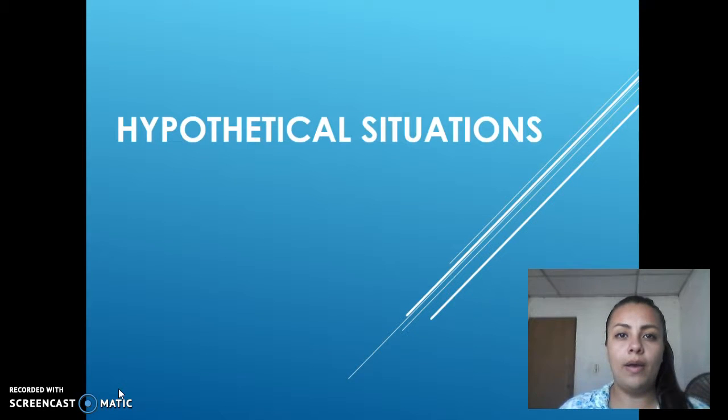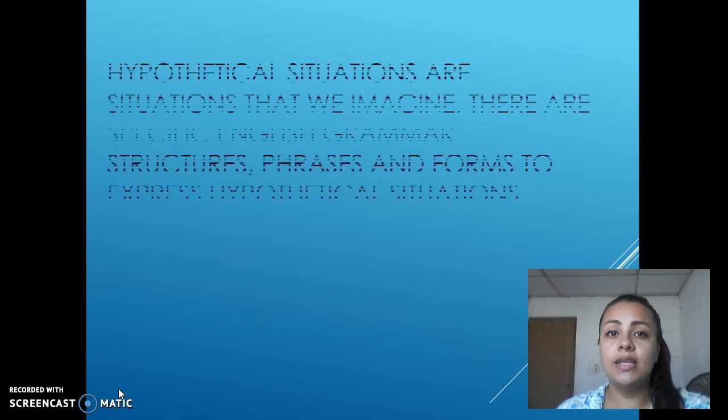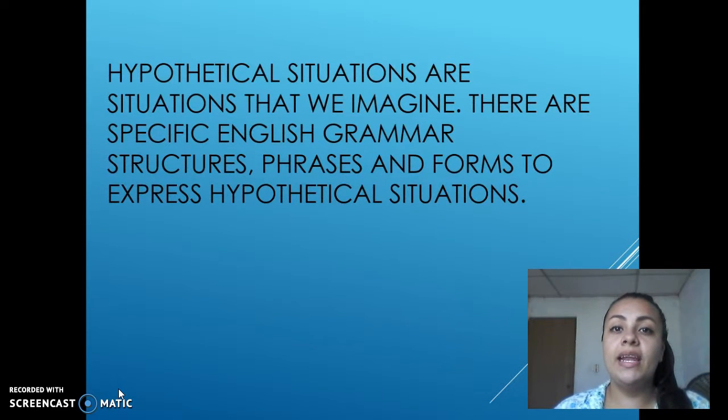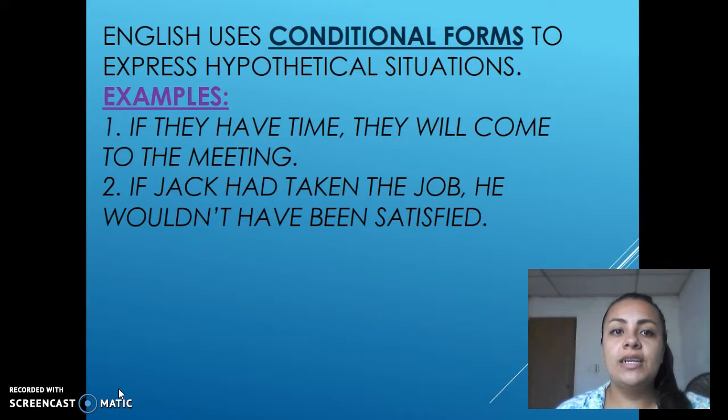Now let's learn a little about this subject. Hypothetical situations are situations in which we can imagine everything. There are specific English grammar structures, phrases, and forms to express hypothetical situations. For example, English uses conditional forms to express hypothetical situations. "If only" is a kind of conditional form used as a means of stressing the importance of the hypothetical situation. For example, if they have time, they will come to the meeting. You have a conditional form, but like a hypothetical situation, because you can imagine everything.